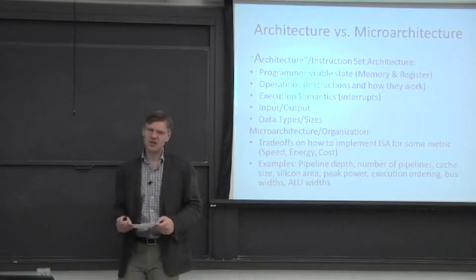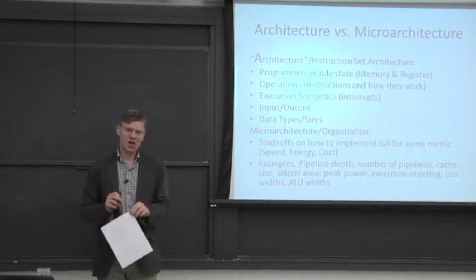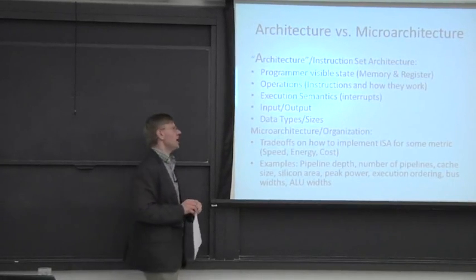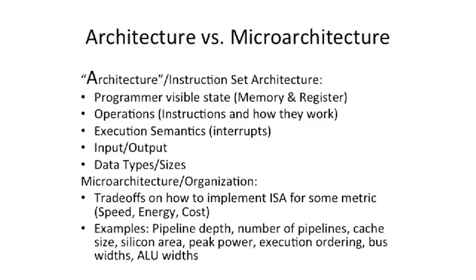OK, so let's talk about what is an instruction set architecture and what is a microarchitecture. So an instruction set architecture, or big A architecture, is trying to provide the programmer some abstract machine model. And many times, what it really boils down to is it's all the programmer visible state. So for instance, how does the machine have memory? Does it have registers? So that's the programmer visible state.